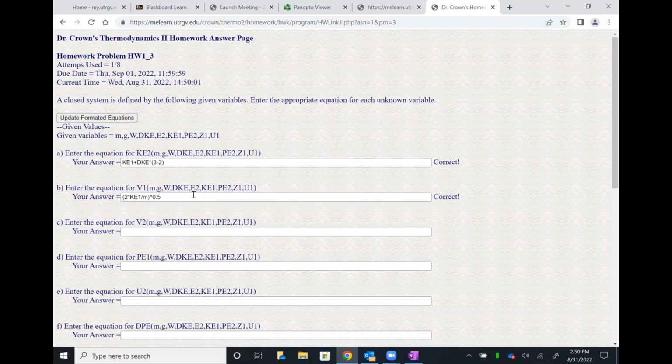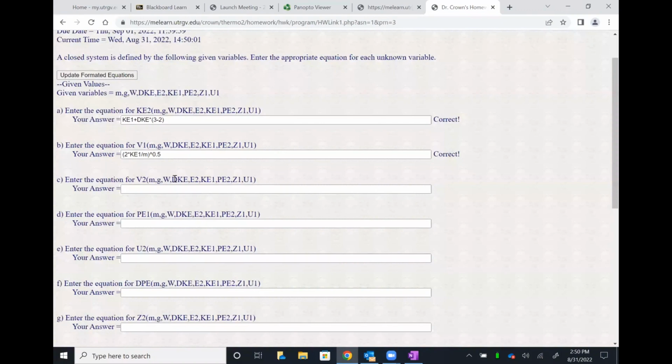All right, I hope that helps you. Some of these get a little challenging. You'll have to kind of piece all these equations together. But now you can see how to enter it. Don't put the equal sign in there. Don't type in KE2 equals. So it's just saying your answer for KE2. So this is really saying KE2 equals, and then this is the right-hand side of the equation.